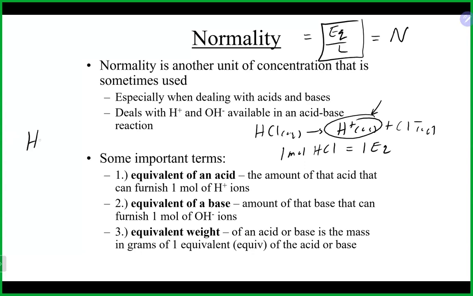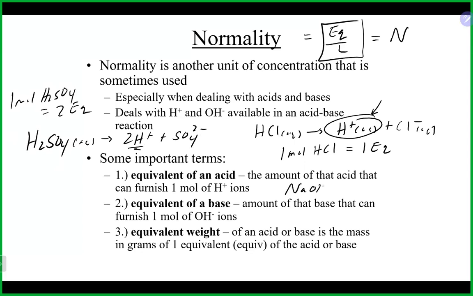If you had something like sulfuric acid, you will have 2 H pluses and a sulfate, which means for every 1 mole of your H2SO4, you will get 2 equivalents. Same thing with a base, but with hydroxide. Sodium hydroxide gives you a sodium ion and 1 hydroxide, so in 1 mole of sodium hydroxide, you would have 1 equivalent of OH minus. The equivalents are how much H plus or OH minus are there.